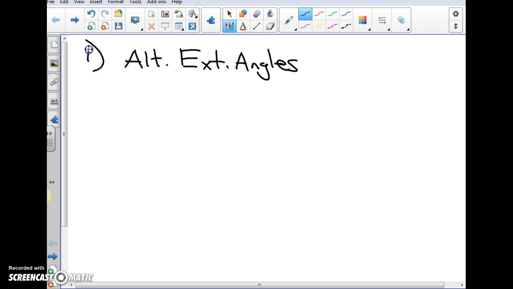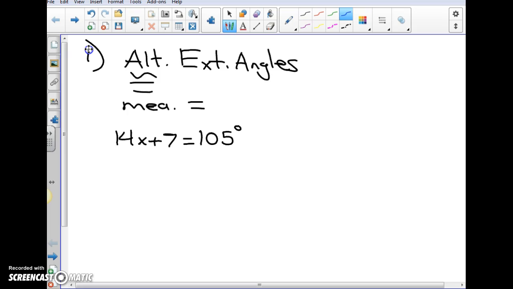And since that transversal is intersecting parallel lines, I have the special property that says these things are congruent. Well, that means that their measures are going to be equal. So one angle is 14x plus 7 degrees, and the other one is 105 degrees. And for this, I just wanted you to find x.